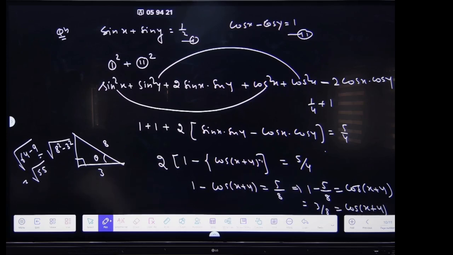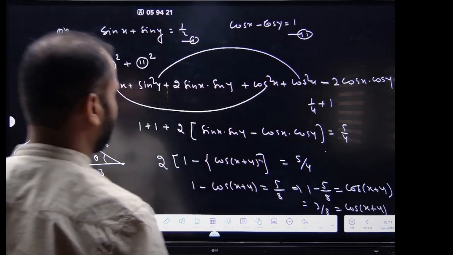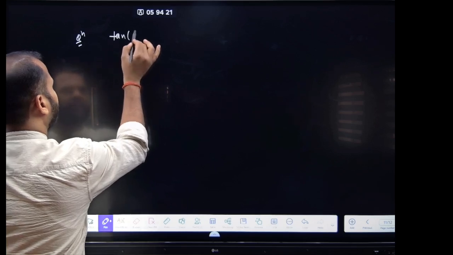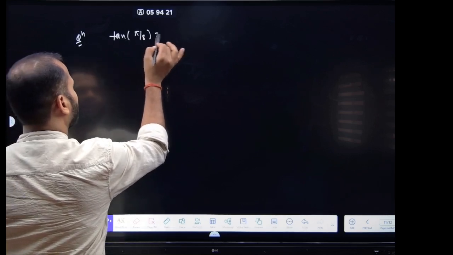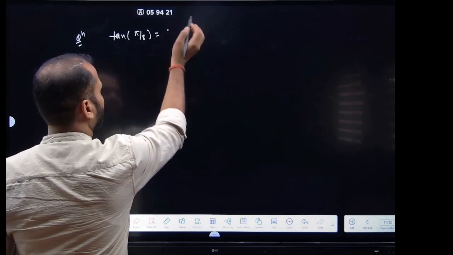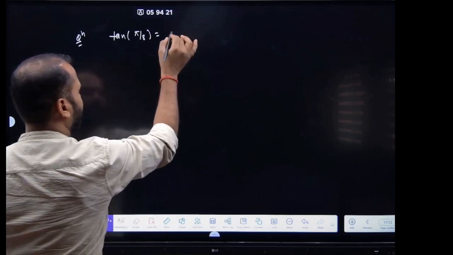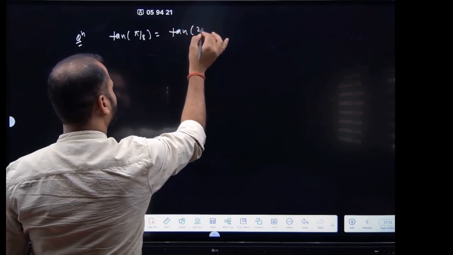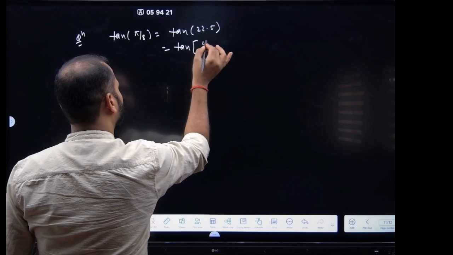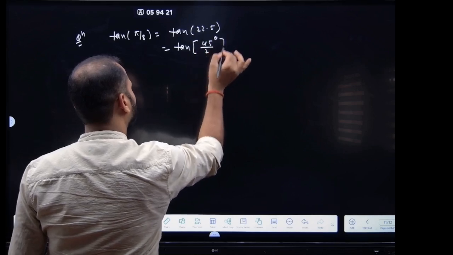Should I solve? Just see how to solve. The next question I am solving. What is given to you? Tan of pi by 8, right? This is nothing but how much is it? Okay, this value we have to calculate, right? So, this is nothing but I can write 22.5, right? Or I can write it like this also, 45 degree divided by 2.